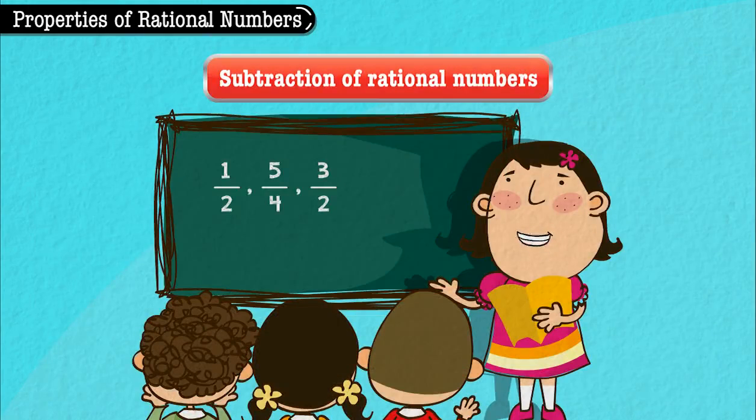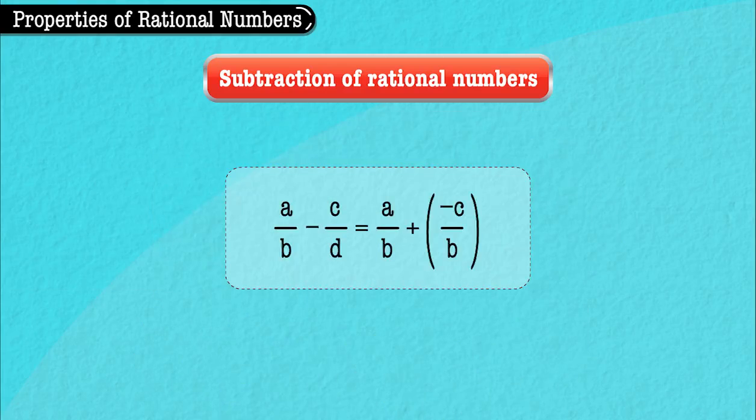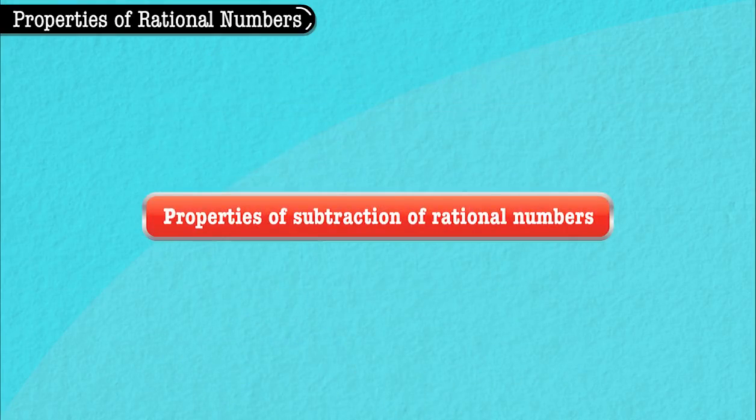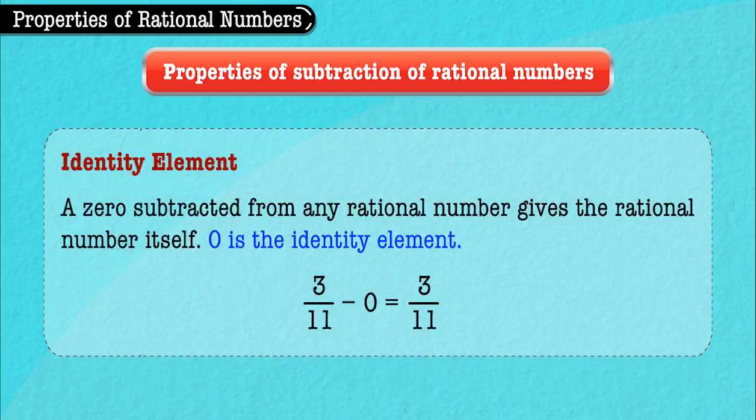Now, let's see the properties of subtraction of rational numbers. The method of subtracting of two rational numbers is shown here. Now, let's see the properties of subtraction one by one. Closure property. The subtraction of two rational numbers is always a rational number. Identity element. A 0 subtracted from any rational number gives the rational number itself.